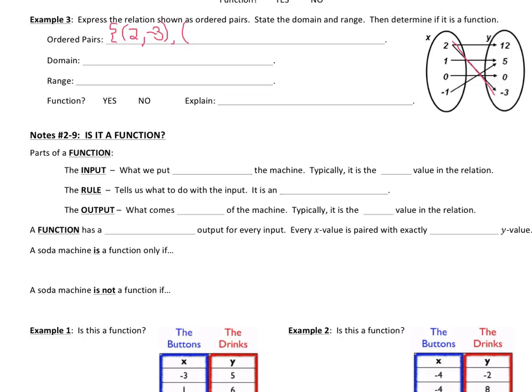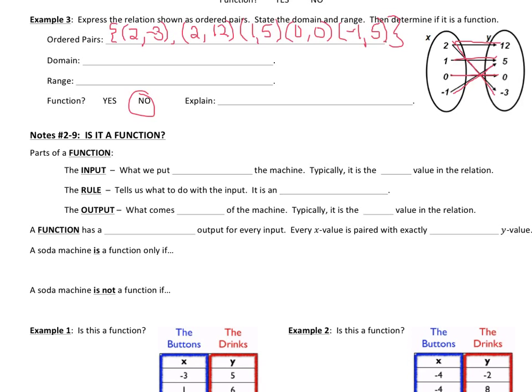Second ordered pair, we could do the 2 again, the 2 goes to 12. So if you notice that that 2 value repeats, so this is not going to be a function, so I could go ahead and circle that. The next ordered pair, 1, matches up with 5. Fourth ordered pair, 0, 0. And then last but not least, the -1 matches up with 5. So all you're doing is just seeing what matches up.